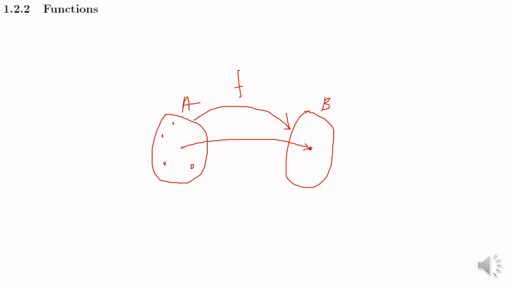That means if x is an element of A, then f takes this x and assigns it to a unique element in B. So as f takes x and assigns it to this element in B, this element in B is denoted as f of x and is called the image of the point x under the rule f. So f is a function if f takes all the elements of A and assigns it to some of the elements of B.